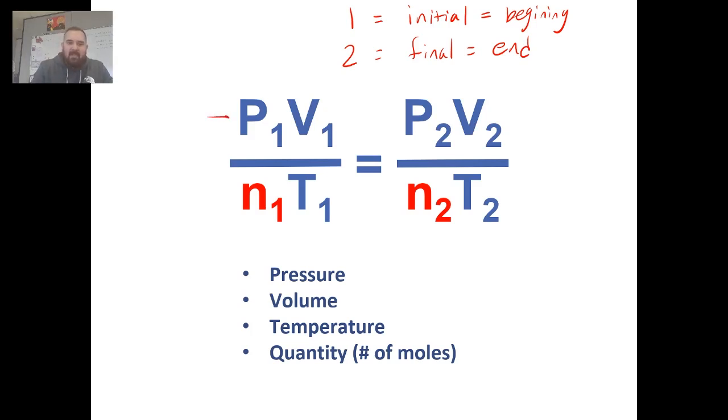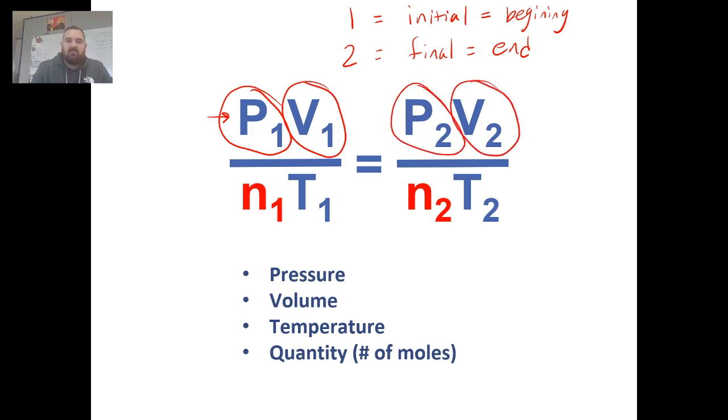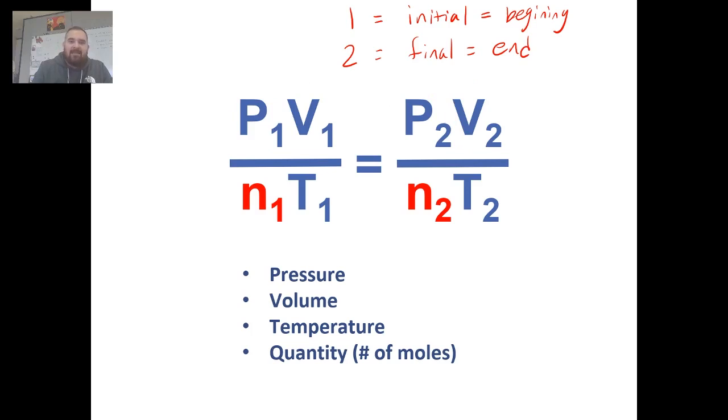So we got P, and these are all labeled. P, of course, is going to be pressure. This is P1, which means initial pressure. V1, initial volume. P2, final pressure. V2, final volume. So that's all those are. Now N is going to be number of moles. It says quantity, number of moles. And then T is going to be your temperature.